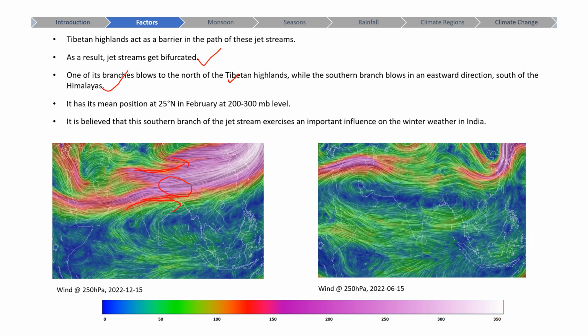So it has an important influence on the winter weather also. The southern branch affects the winter weather also. And because we are talking about winter conditions, we should focus on winter, and here the jet streams are affecting the winter conditions during December. During December, this data is from 2022.